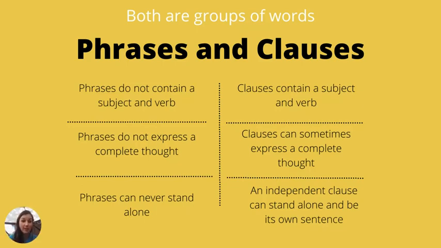So when we're talking about phrases and clauses, we're talking about groups of words. One of them does not have a subject and a verb. That would be a phrase. And one of them does have a subject and a verb. That would be a clause.